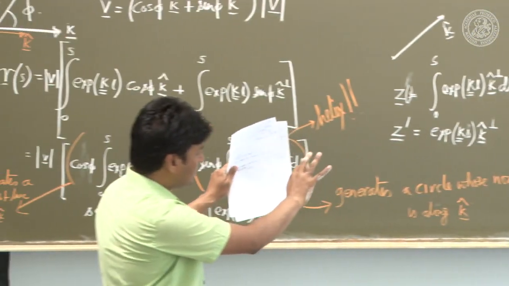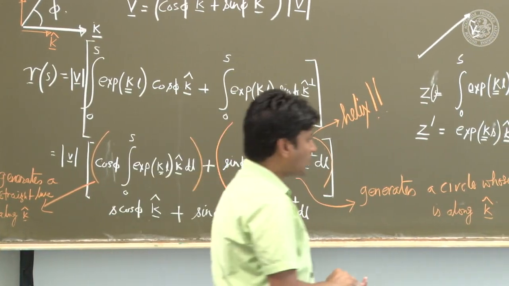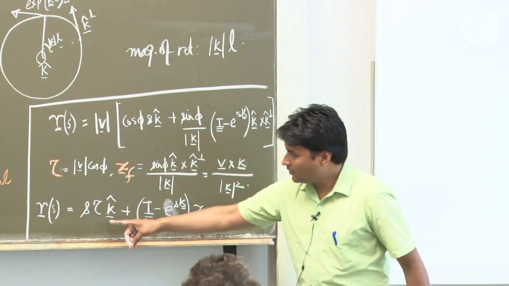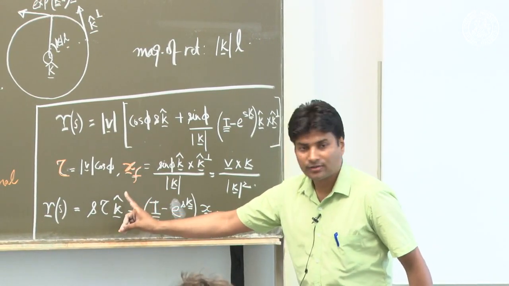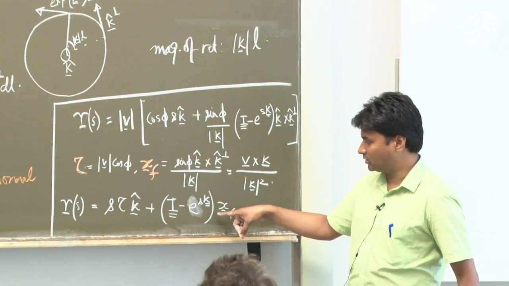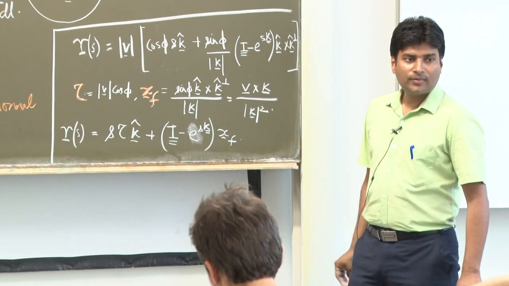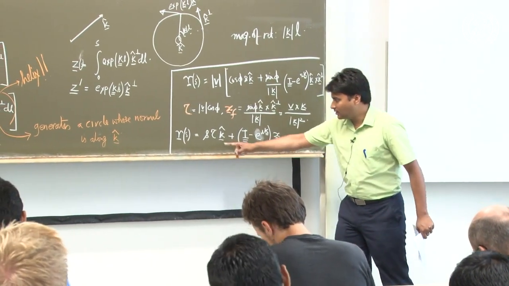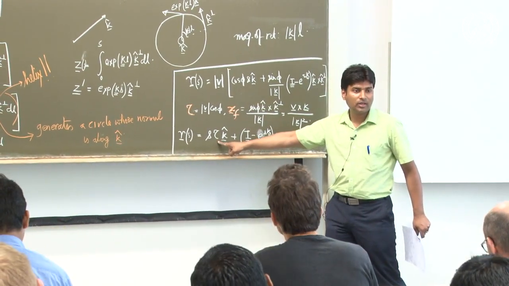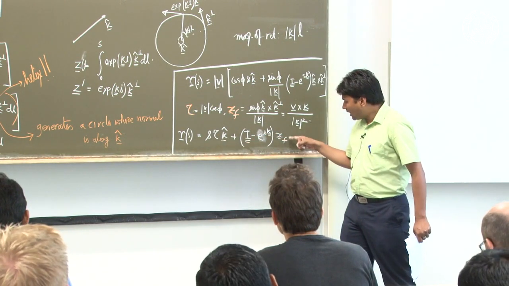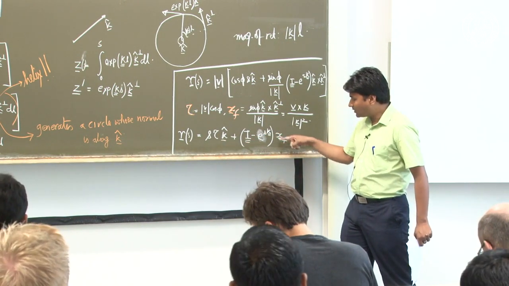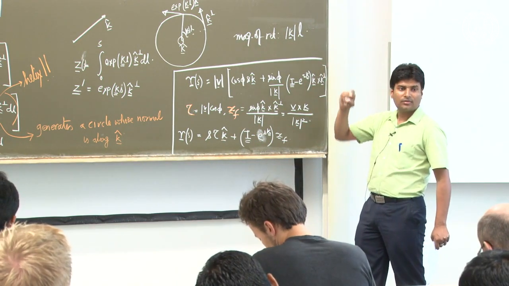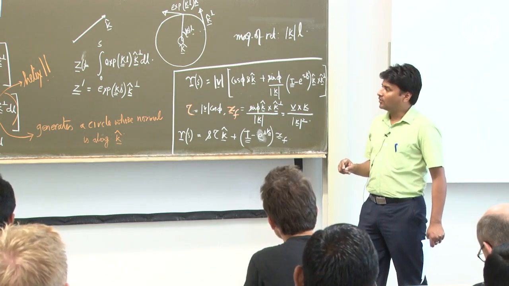We're just writing the same thing in a different form, and that's how helix is usually written. So this term is for translation along the axis of the helix, and this is for rotation about the axis of the helix. Okay. And this tau is related to pitch of the helix, and the magnitude of x f is related to the radius of the helix. Okay.